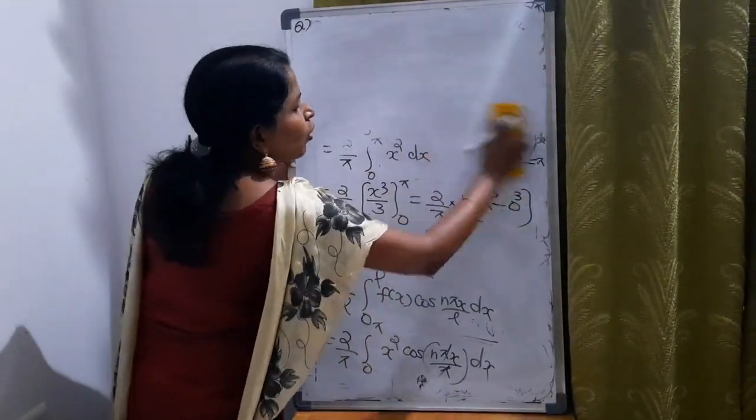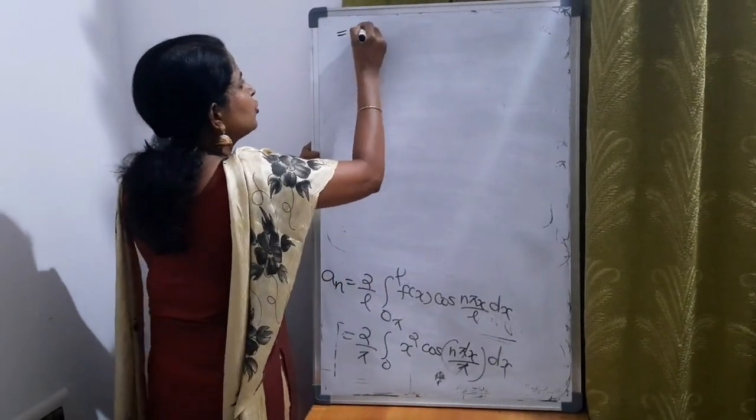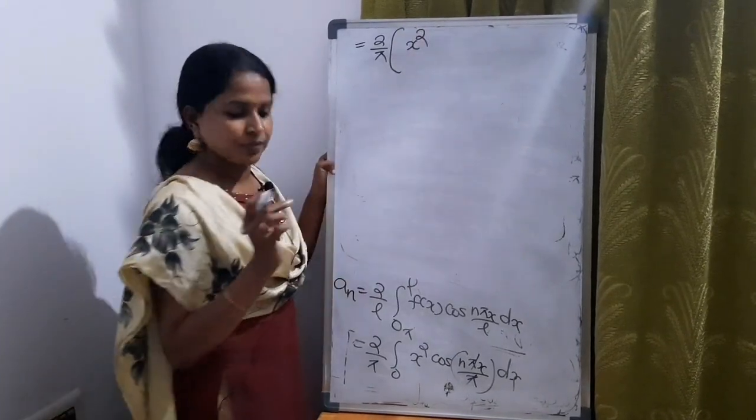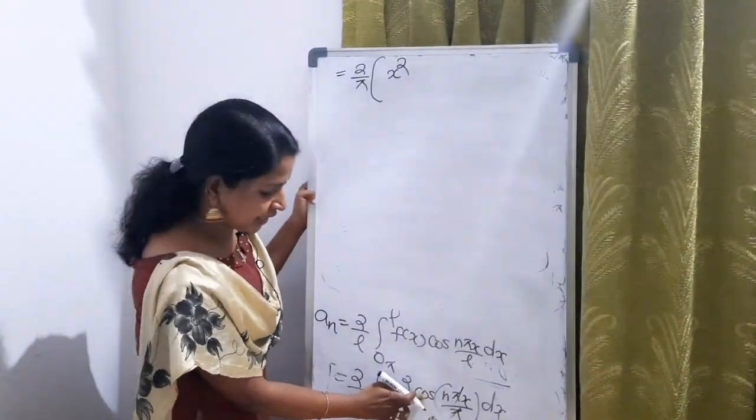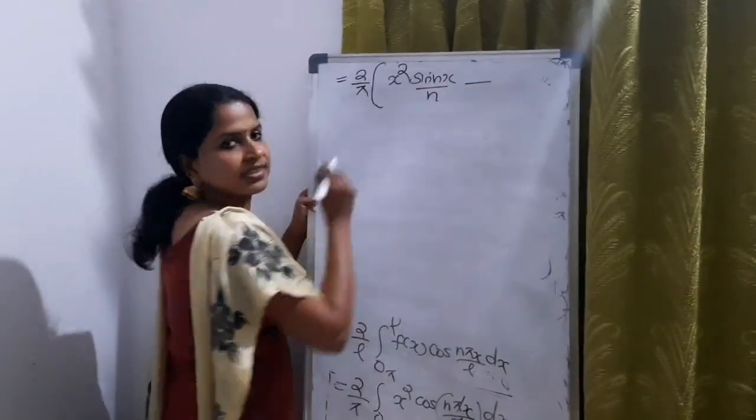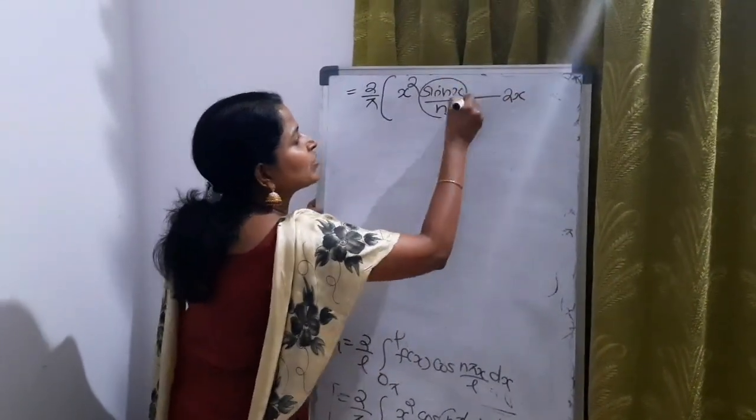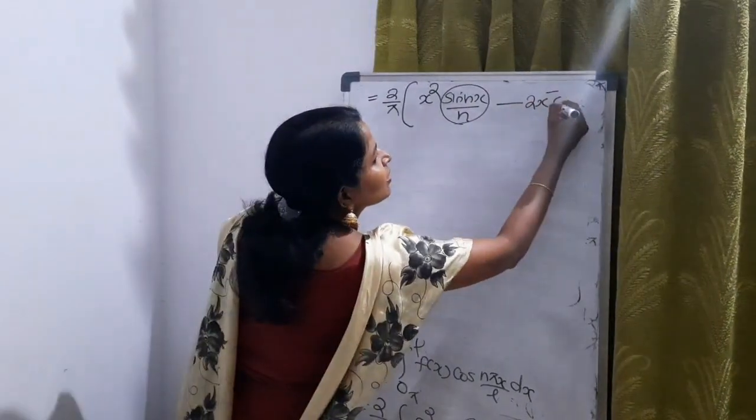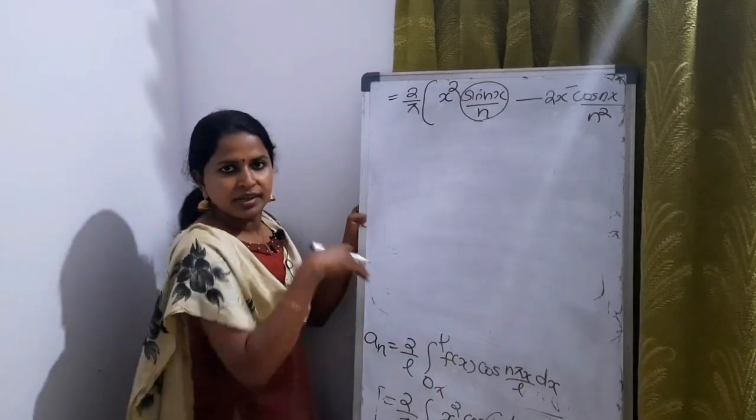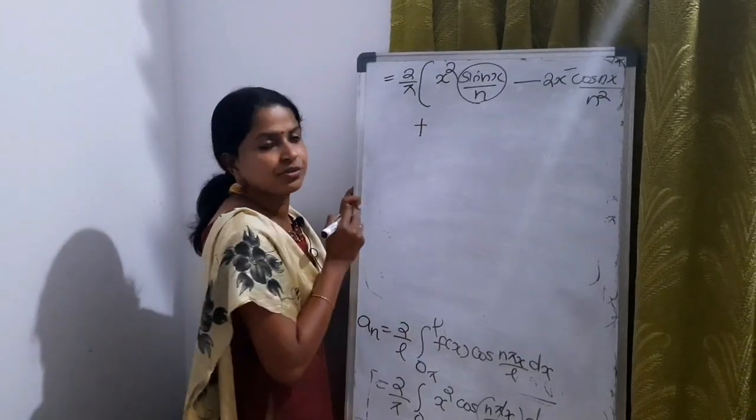Integration by parts, or the UV formula. That is equal to 2 by pi into first function into integral of the second. Integral of cos nx is sin nx by n, minus derivative of x square, which is 2x, into integral of sin nx by n, which is minus cos nx by n, here n square. Then the next term alternates negative, so next here negative, then the next term is positive.